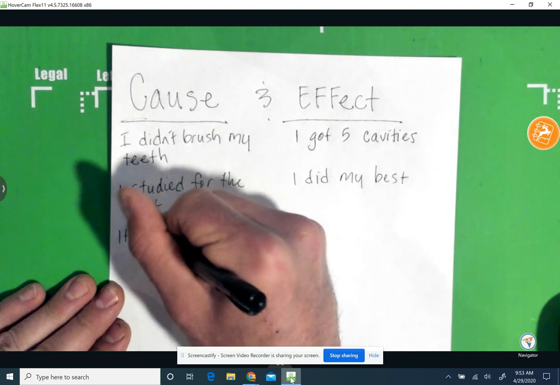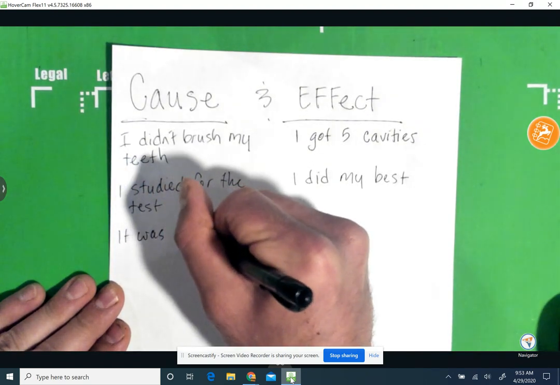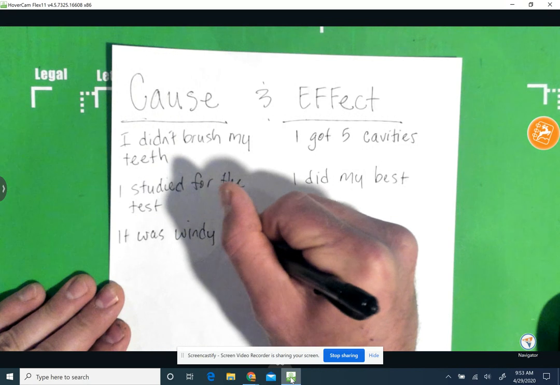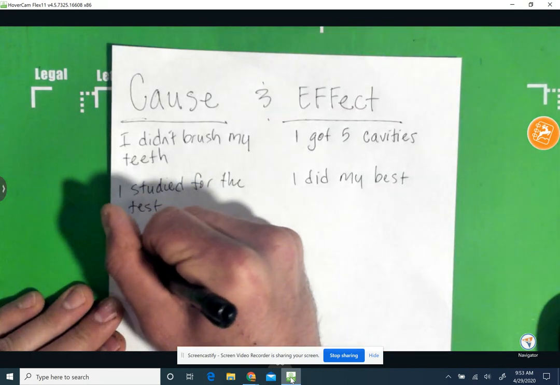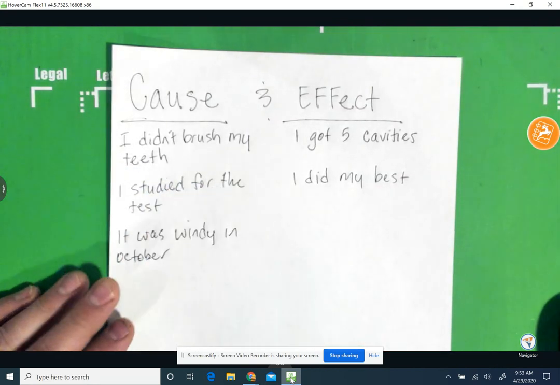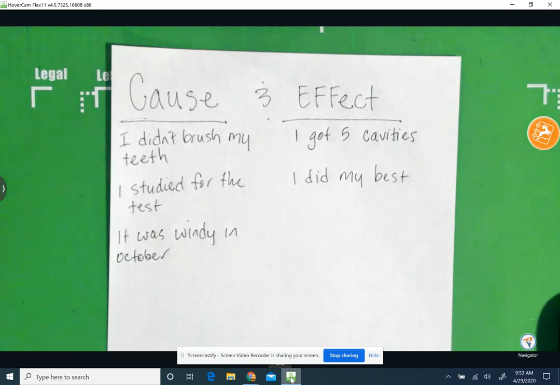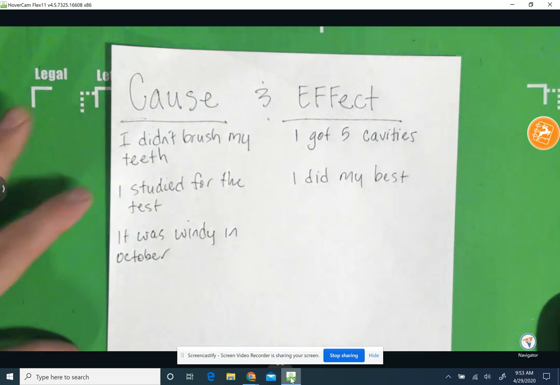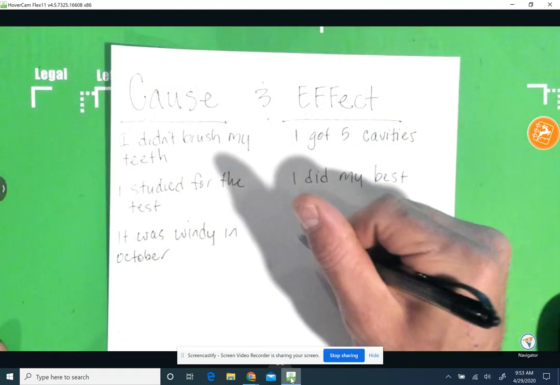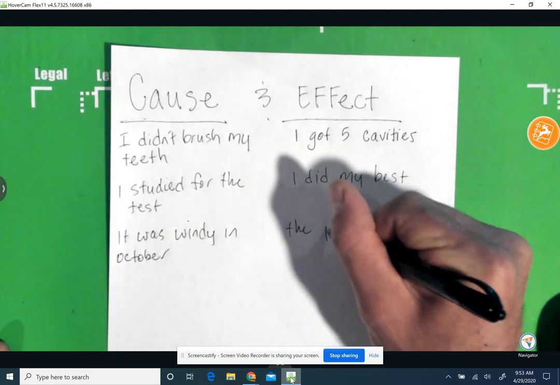It was windy in October. Well, we know now in El Dorado County or in California that if it's windy in October, the power goes out.